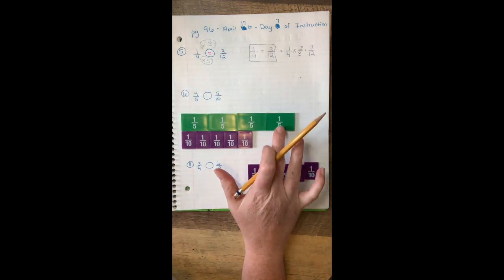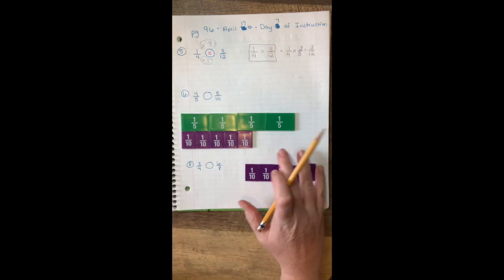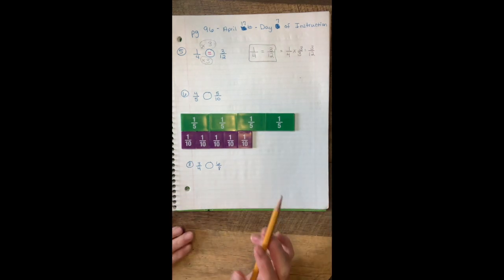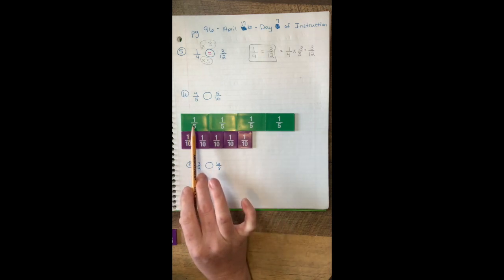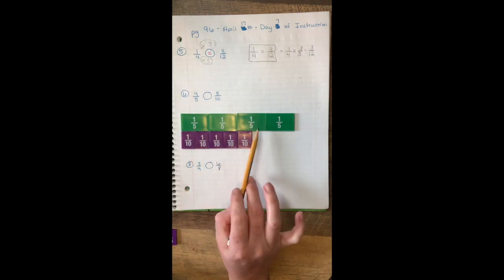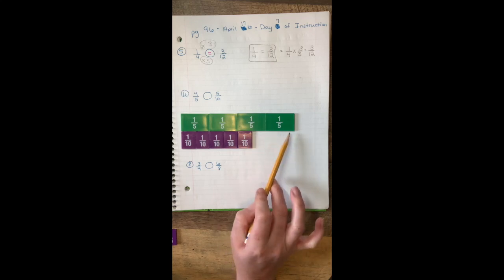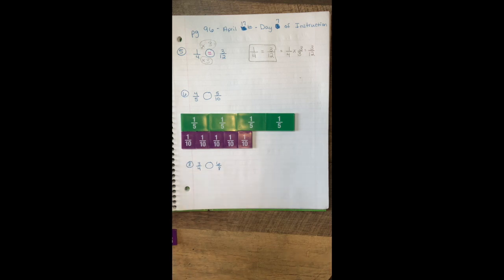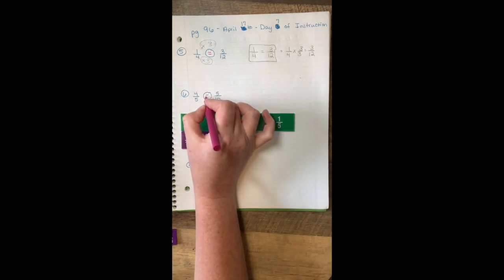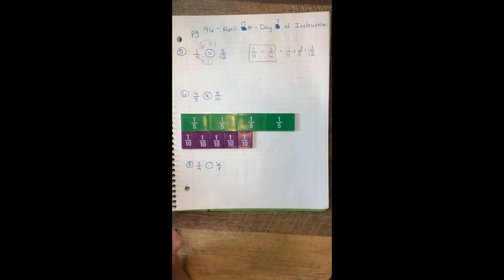Well, I can look at these two area models and I can say without a doubt that these two fractions are not equivalent. It appears to me that 4/5 is greater than, this much greater than, 5/10. So are they equivalent? No, they are not equivalent.